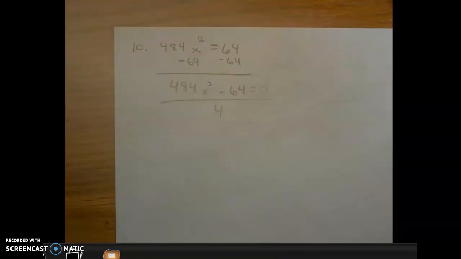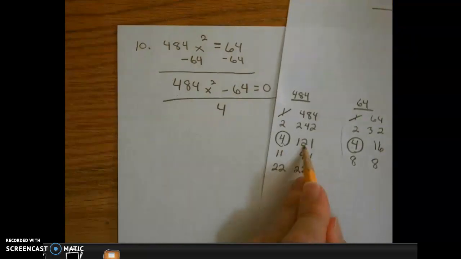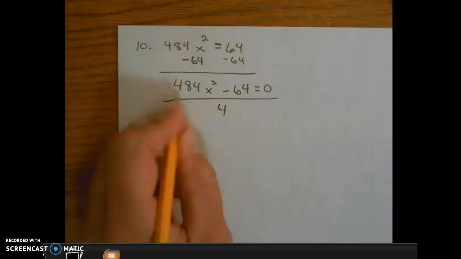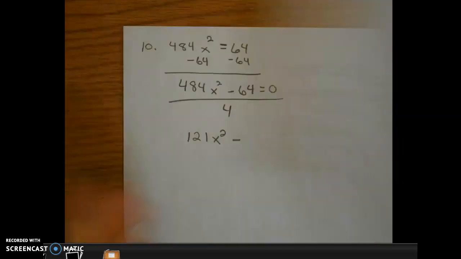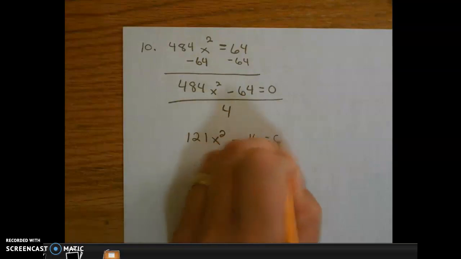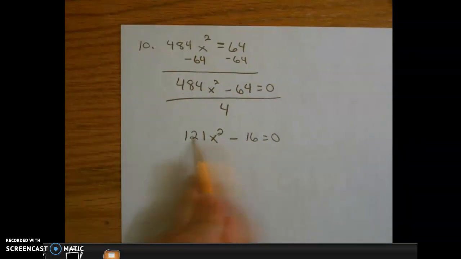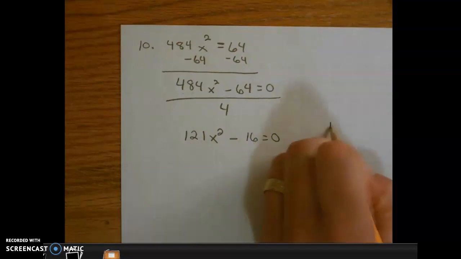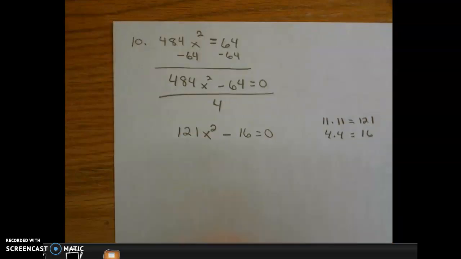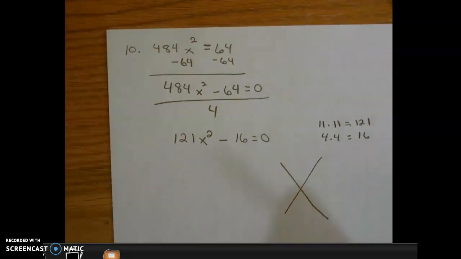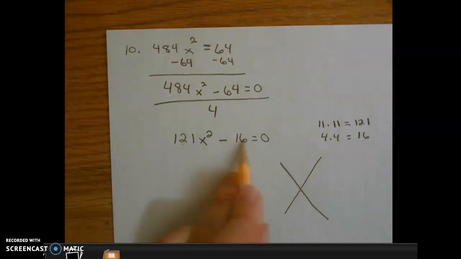And as you can see right here, 4 times 121 is 484. So that's going to be 121. 64 divided by 4 is going to be 16. And notice we have two perfect squares. This one is 11 times 11. This one is 4 times 4. Now, we can draw our x, and we can multiply these together and put a 0 down here.